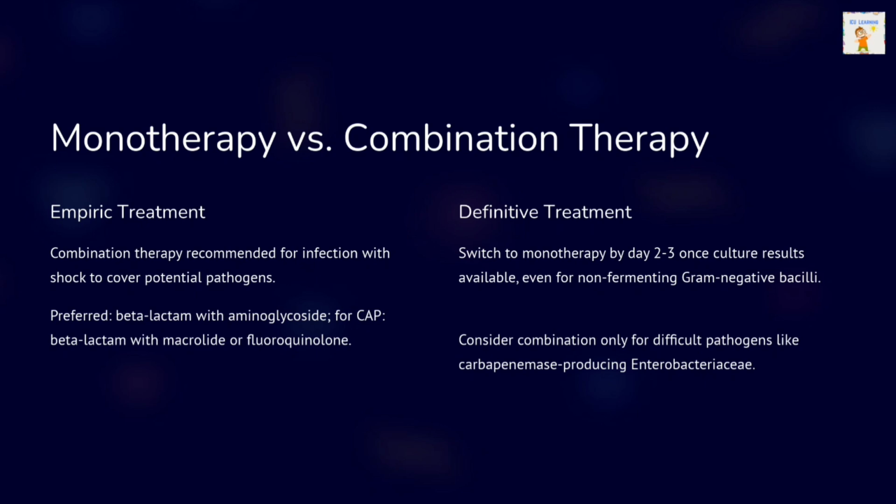However, when we are switching to definitive therapy, we should consider switching to monotherapy by day 2 or 3 with culture results, and this includes even non-fermenting organisms like Pseudomonas. Also, combination therapy has to be considered only when there are difficult-to-treat pathogens like carbapenemase-producing Enterobacteriaceae. Then we should consider combination therapy. Otherwise, we are again moving towards monotherapy.